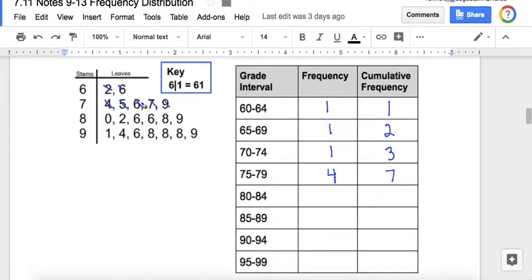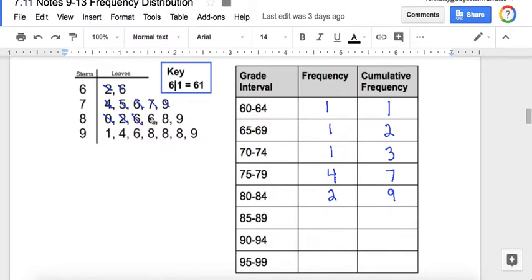And if you've already started marking these off, go ahead and erase this because we will mark them off later on. Never mind. Forget that. Keep marking them off. 80 to 84, 1, 2, and that's it. So the cumulative frequency, it was 7, now 2 more makes it 9. So up to this point, we have 9 students.